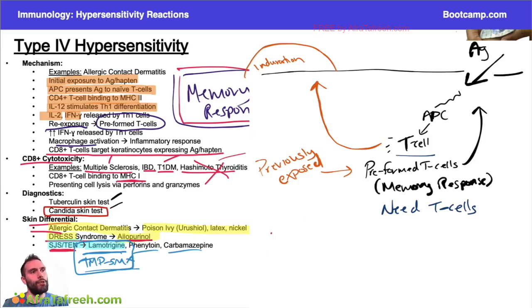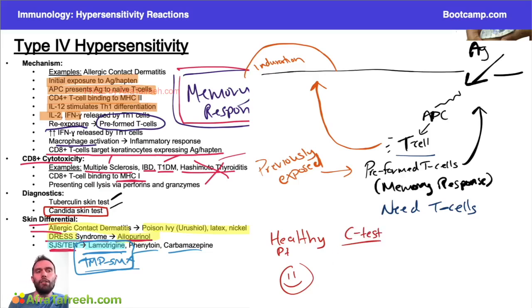So let's just say that here's a healthy patient. We'll just draw a smiley face here. So this patient's healthy. This patient, if I did the Candida skin test on them, I'm just going to put C test here for Candida skin test. If I did the Candida test, what would I expect to happen in a healthy patient? Would you expect to get an induration of some size, right? The answer to that is yes. You would expect there to be an induration because the patient should have been exposed to Candida. That's number one. They should have been exposed.